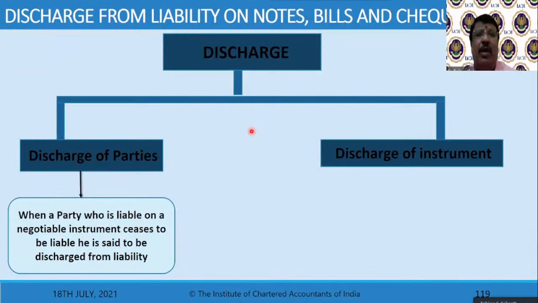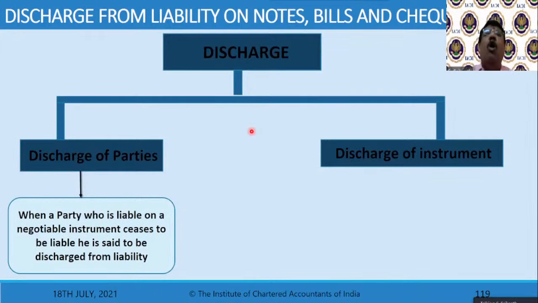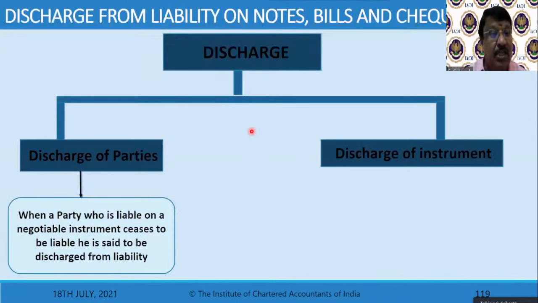I'm sorry, but anyway, we are coming to the end. Discharge: as we already saw, discharge of a party is where a party who is liable on a negotiable instrument ceases to be liable. Then you have discharge of the instrument, which means the bill of exchange itself comes to an end. Discharge of the instrument happens only on payment. Discharge of a party we saw in many examples, including this one, where when A struck off Peter Williams and Right and Go, John Rosario got discharged by operation of Section 40. But discharge of the instrument happens only when there is a payment.